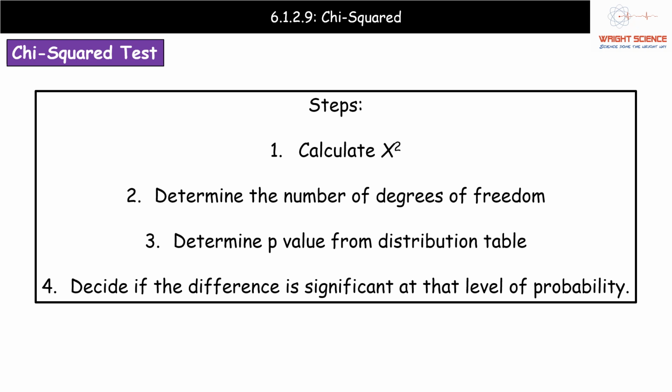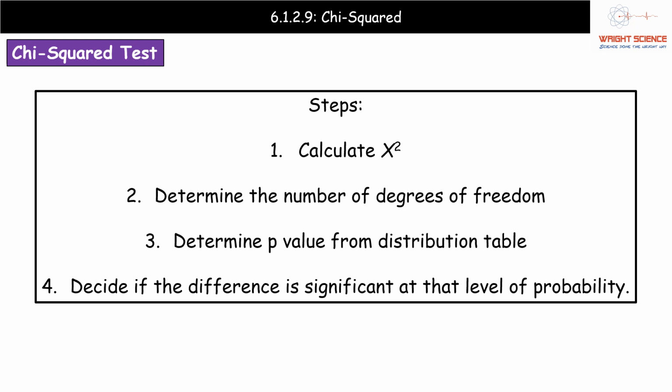Okay, before we have a look at an example, let's have a quick look at the steps we're going to have. In order to actually carry out the full chi-squared test, we will need to calculate chi-squared, and we'll go through the exact way to do that in a moment. We then need to work out the number of degrees of freedom that we have in our given context. We then may be asked to work out a p-value from a distribution table.